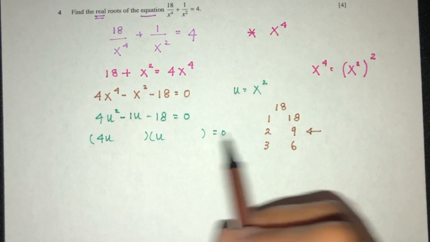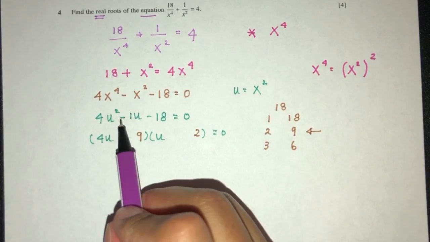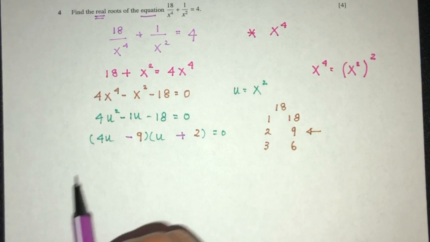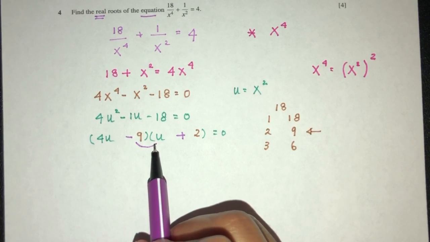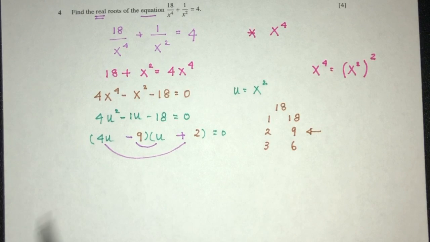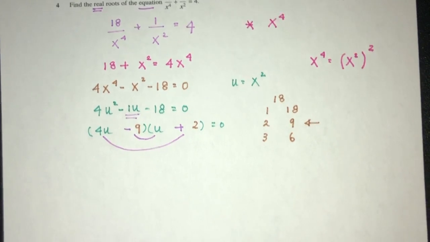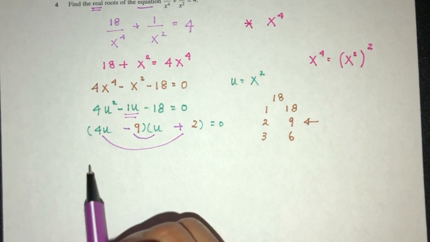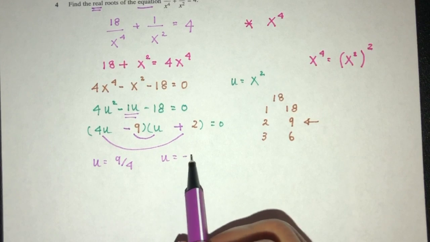So let's try. If I put 2 here, I put 9 here, right? For me to get minus 1, I have to have minus 9 and then plus 8. And this works because here you can see minus 9 times u is minus 9u plus 8u, that will be minus 1u, and it is what we need over here. This is good factorization. Now again, if you guys don't know how to factorize, you can always use the formula to find the value of u. So u have to be 9 over 4 and u have to be minus 2.